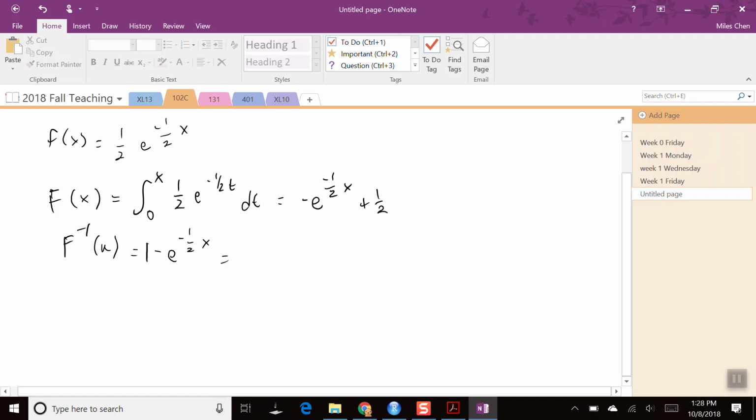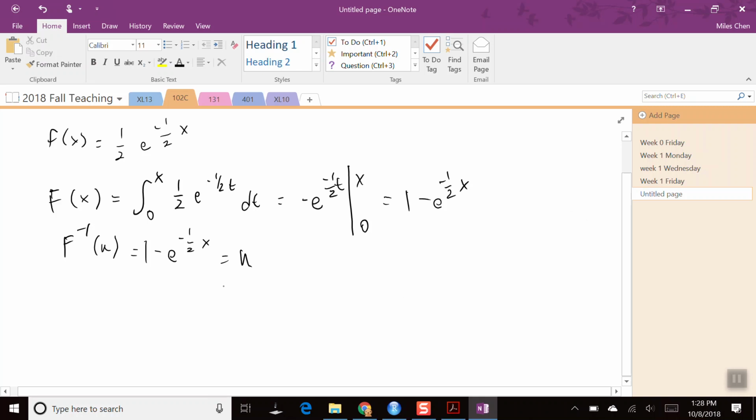Hold on. Why can't I do my math right? Okay, and then, okay, so we set this equal to u. Hold on. E to the negative... I don't know why I'm having so much trouble here. 1/2 t evaluated at x and at 0, right? So, okay, yeah. Sorry, 1 minus e to the negative 1/2 x. All right, so I have this.